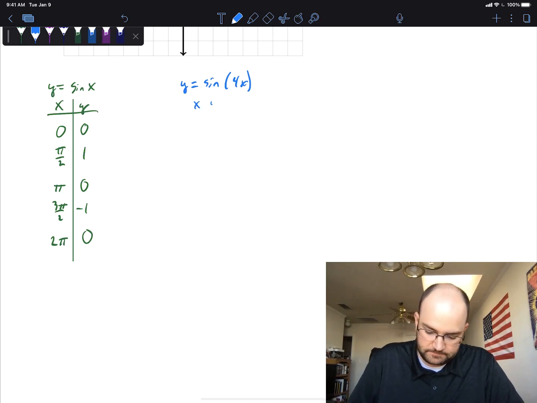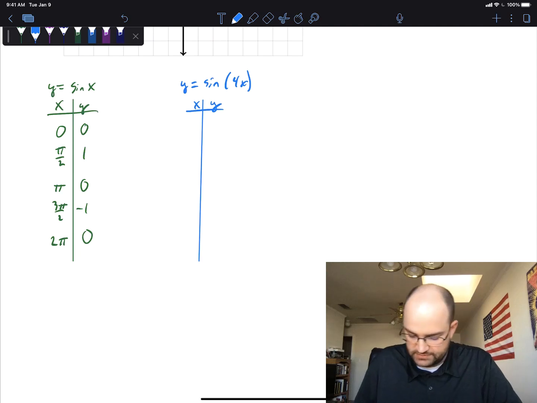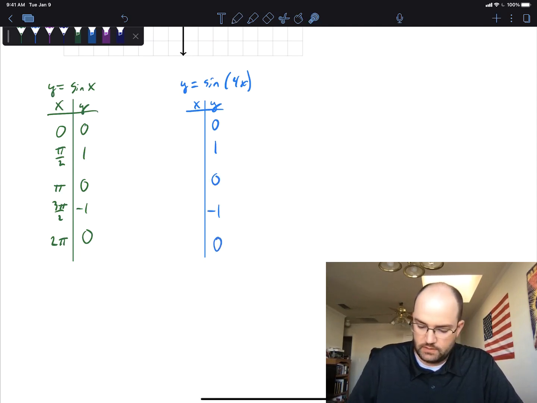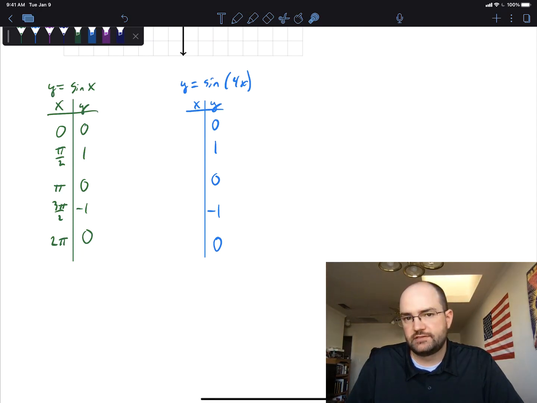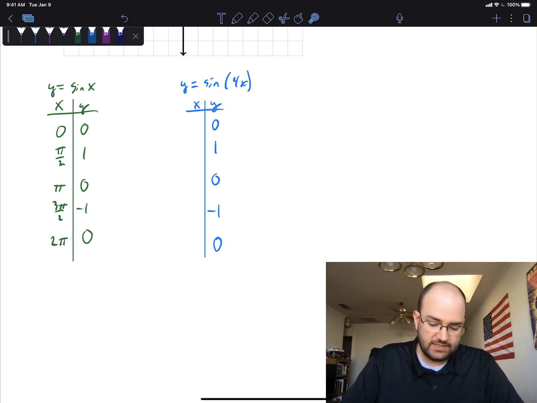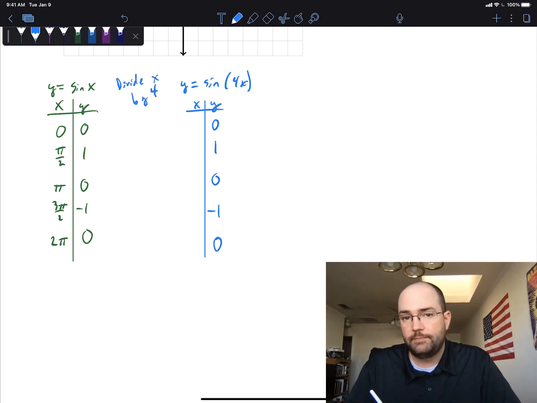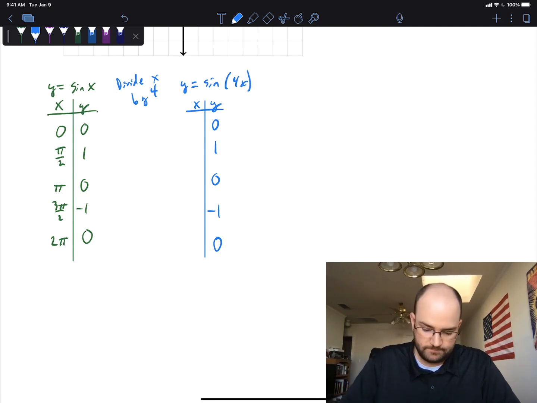Now, here's the thing. Because it is in with the x, that means that the y values will stay the same. So 0, 1, 0, negative 1, 0. But notice that the 4 is in front of the x, and then we have to do the opposite of what it says. That means we need to divide the x by 4. In other words, multiply by the reciprocal, which is 1/4.